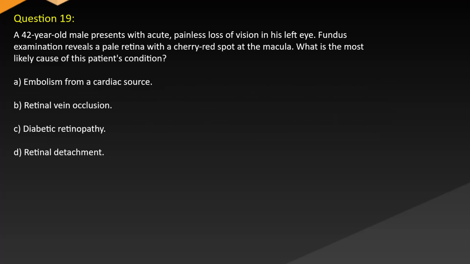Question 19. A 42-year-old male presents with acute, painless loss of vision in his left eye. Fundus examination reveals a pale retina with a cherry red spot at the macula. What is the most likely cause of this patient's condition? A. Embolism from a cardiac source. B. Retinal vein occlusion. C. Diabetic retinopathy. D. Retinal detachment.